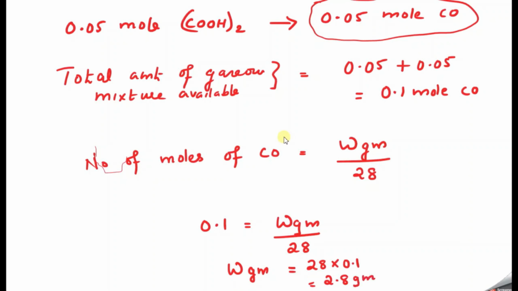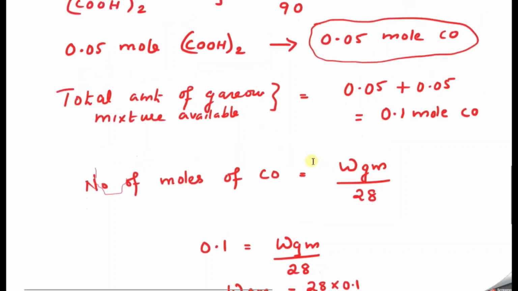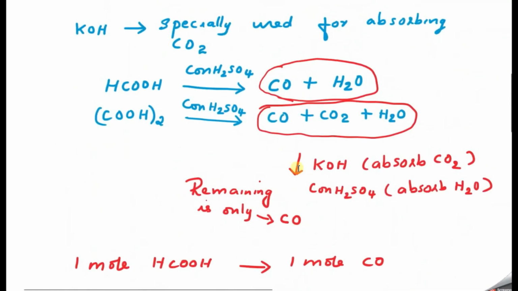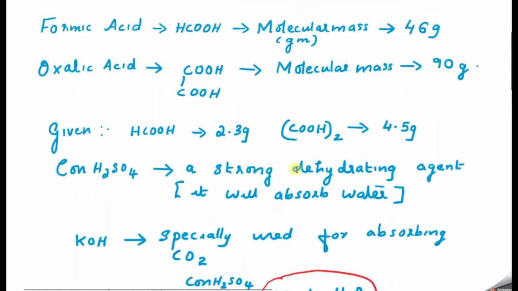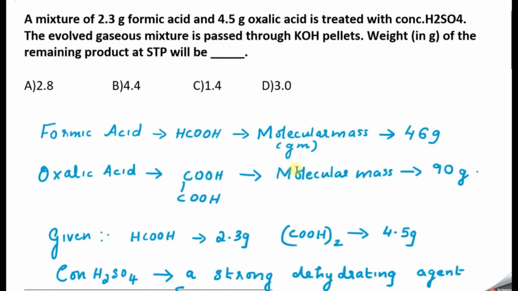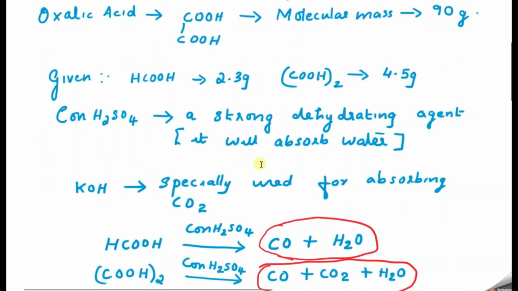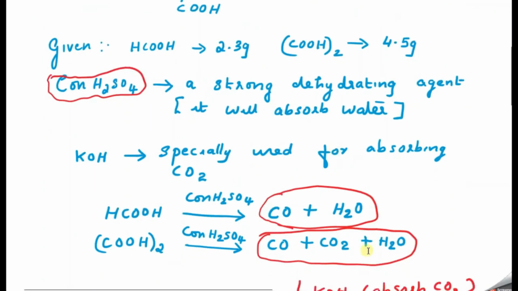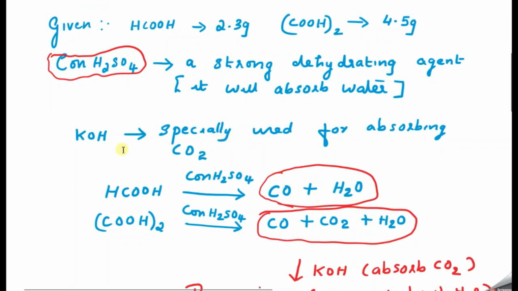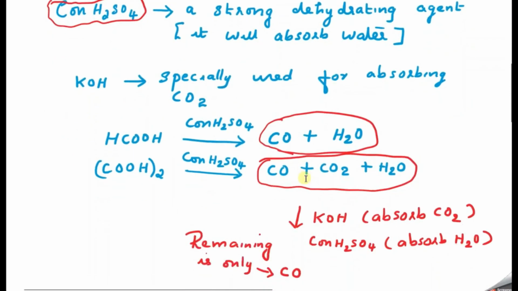Understood? So I hope you understood the question. I will tell it one more time. Very simple. They were initially using formic acid and oxalic acid. We calculated the molecular mass and everything, and they were using concentrated sulfuric acid. We know that concentrated sulfuric acid is a strong dehydrating agent. So it was taking away the water that is formed, and it was passed through KOH. KOH will only absorb carbon dioxide. So that is also gone. So left behind is carbon monoxide.